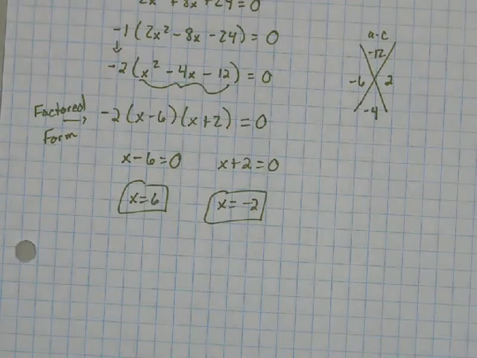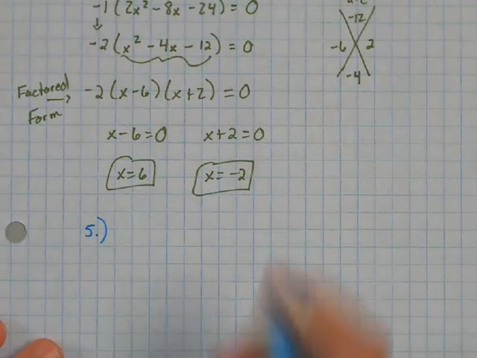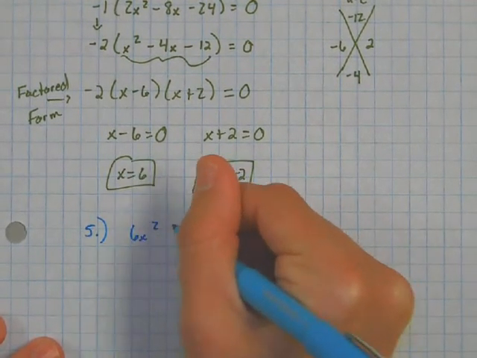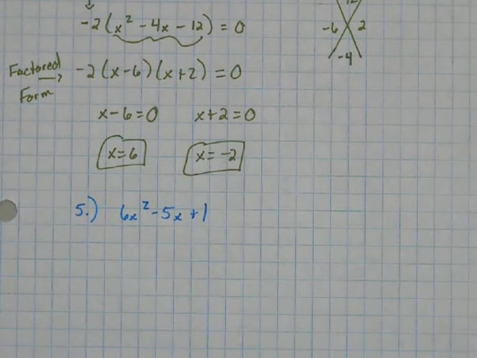So now let's talk about what we do if a value isn't a 1. We have 6x squared minus 5x plus 1. All I'm going to do is factor this. It's not set equal to 0. I just want to factor it.